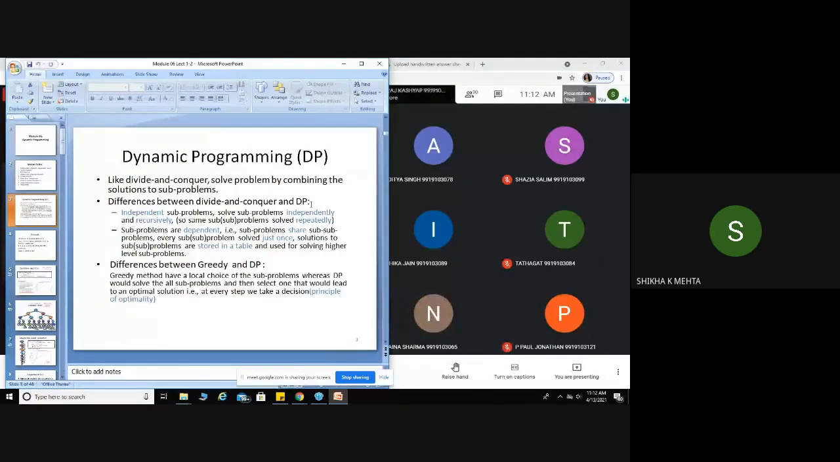And I've also just told you what the difference is between the greedy algorithm and the dynamic programming technique. The greedy method makes a local choice among the sub-problems, whereas dynamic programming would solve all the sub-problems, then select the one that leads to the optimal solution, right? So this is how we use dynamic programming. At every stage we take decisions, and so it is based on the principle of optimality.